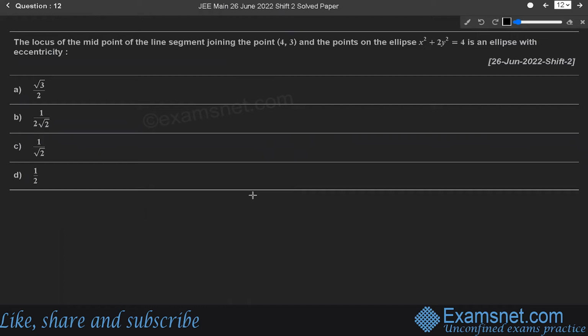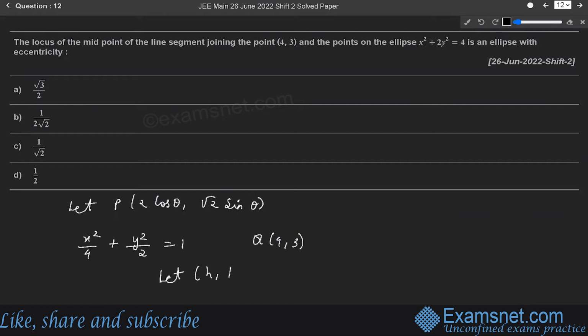Next question is, the locus of the midpoint of the line segment joining the point (4, 3) and the points on the ellipse x squared plus 2y squared is equal to 4 is an ellipse with eccentricity. So we have to find the eccentricity for this given ellipse. Let a point P have coordinates (2 cos theta, root 2 sin theta). The ellipse is given as x squared divided by 4 plus y squared by 2 is equal to 1, and Q is (4, 3).